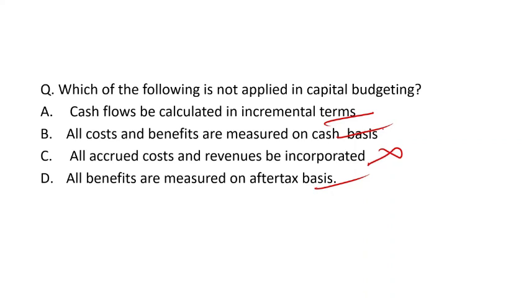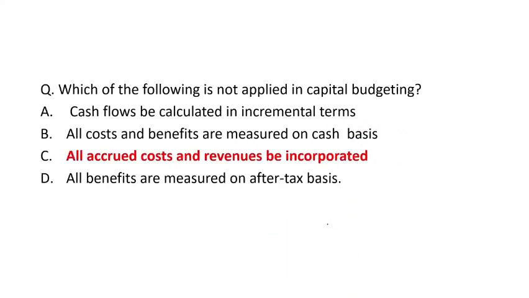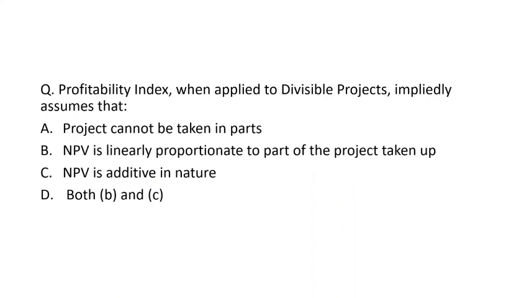You have to say which one is not applied. So option C, all accrued costs and revenues will not be incorporated. So the right answer in this question is option C. Let's move to the next question. Profitability index when applied to divisible projects impliedly assumes that the project cannot be taken in parts. Then NPV is linearly proportionate to the part of the project taken up. NPV is additive in nature, and both B and C.